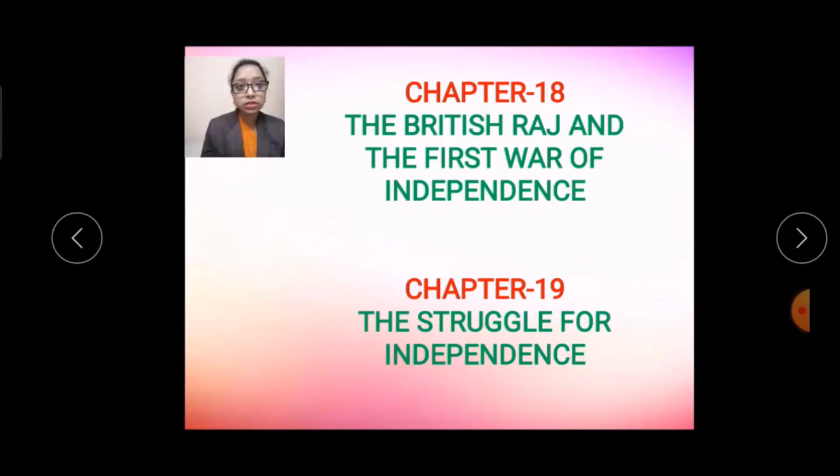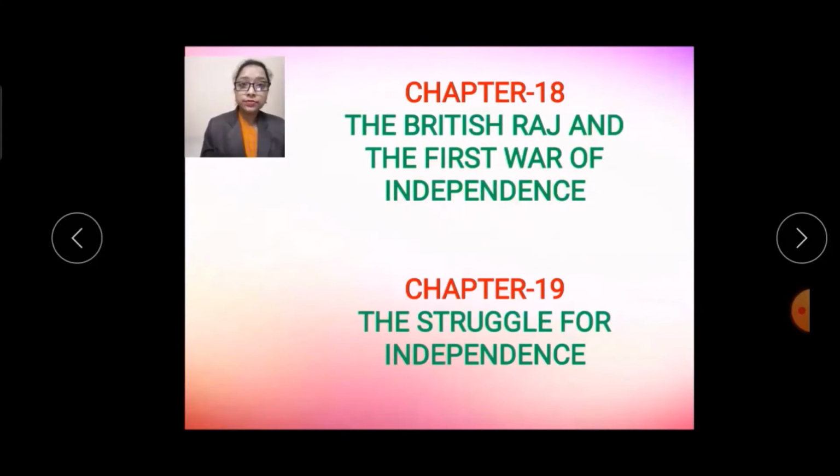This is all we have studied in our previous chapters. But after this revolt, Indians realized the injustice of the British rule and they also realized the value of freedom. So this is all we studied in chapter 18, and the name of the chapter was The British Raj and the First War of Independence.